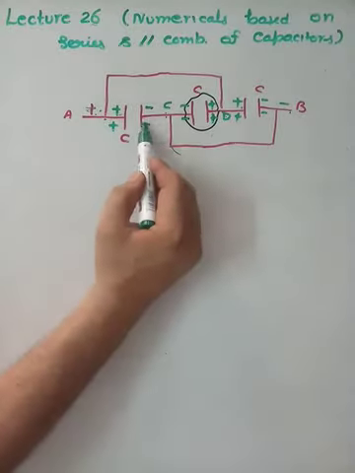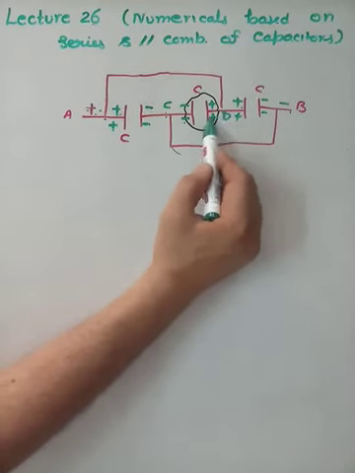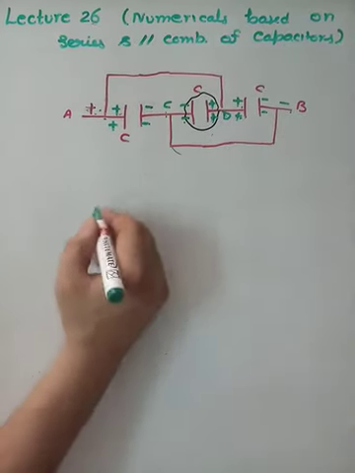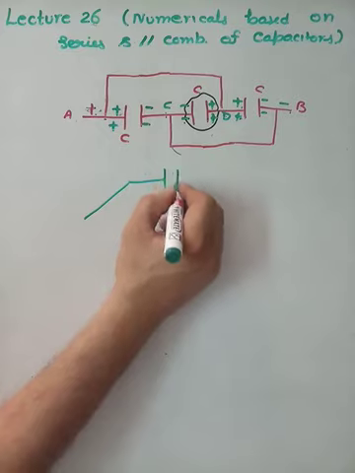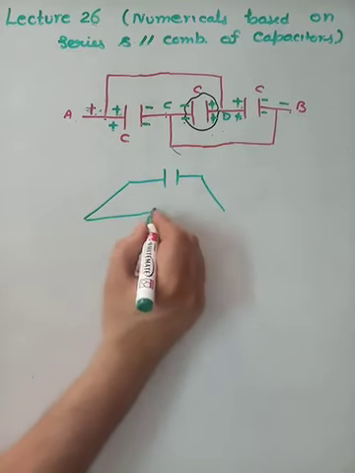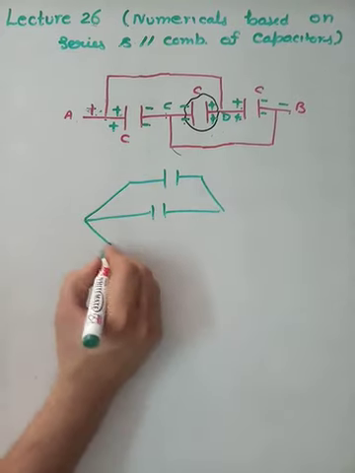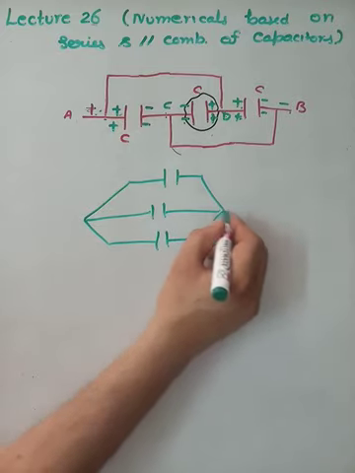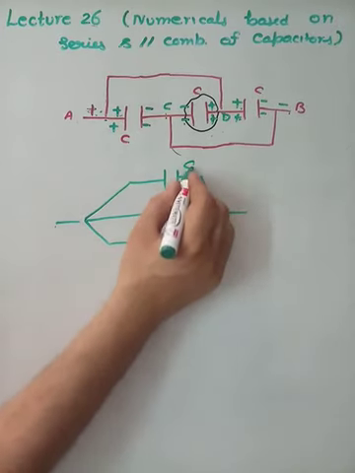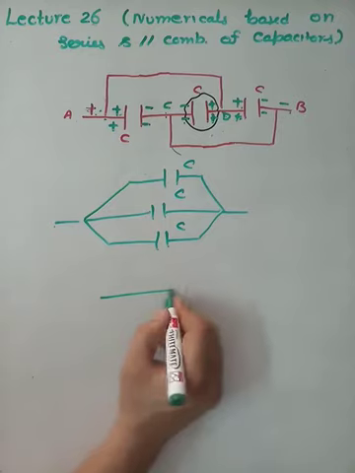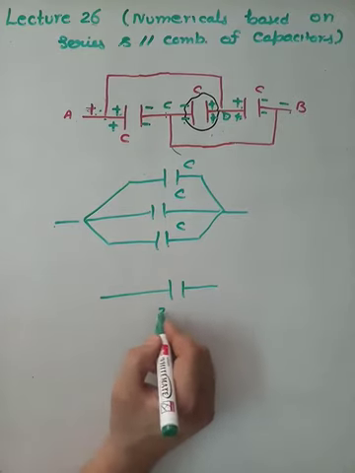Now you'll find that negative is connected with negative, and positive is connected with positive. Therefore, you can consider all the three capacitors to be connected in parallel. C, C, C. And the answer is 3C.